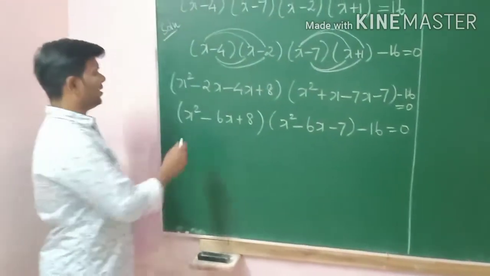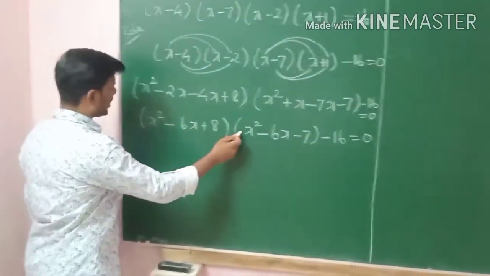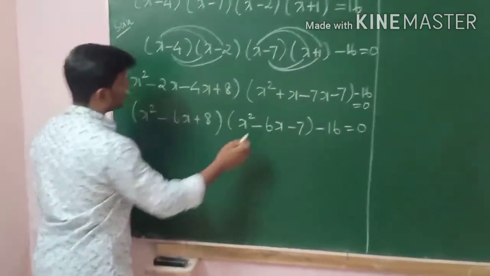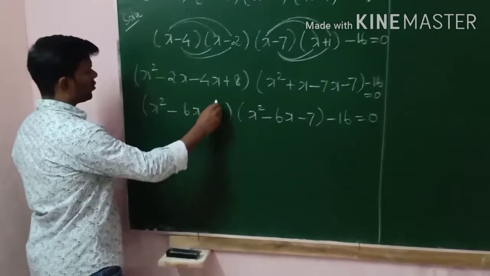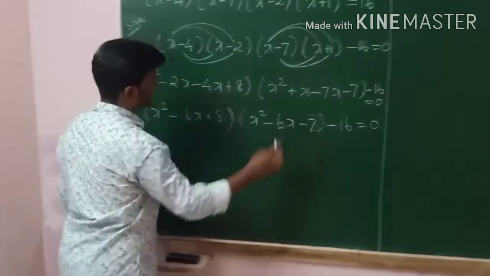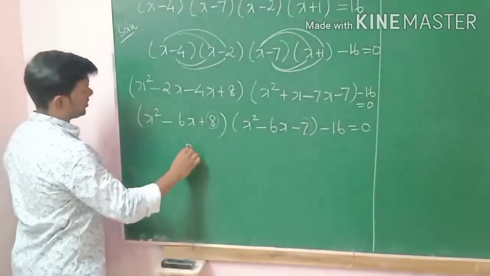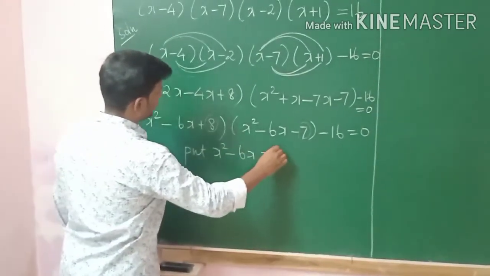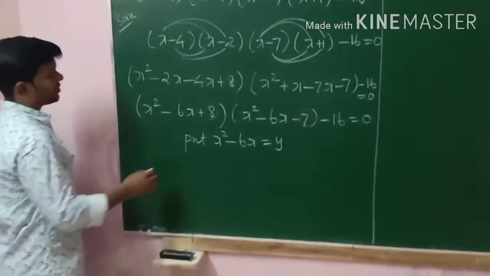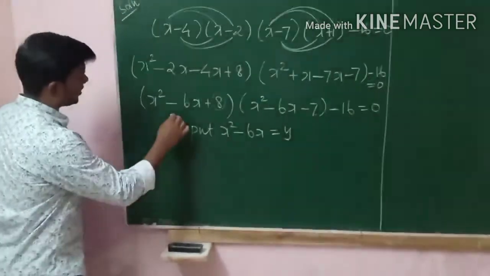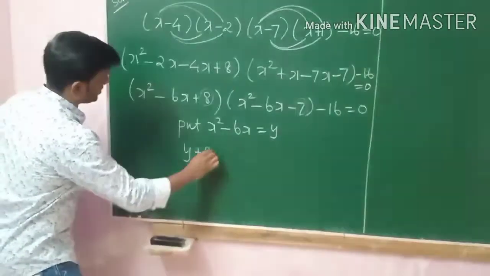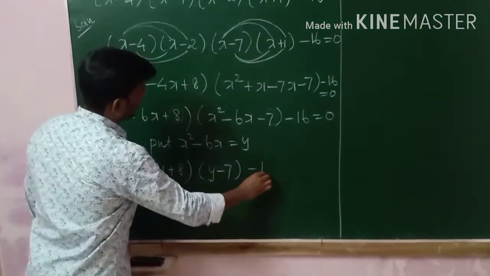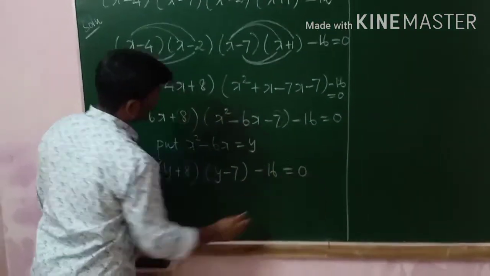So here, in the first bracket the x squared coefficient is 1 and the x coefficient is minus 6, and in the second bracket the x squared coefficient is 1 and the x coefficient is minus 6. So we don't bother about the constant term. So now I can replace x square minus 6x is equal to what? y. So when you replace x square minus 6x is equal to y, you will get (y plus 8)(y minus 7) minus 16 equal to 0.